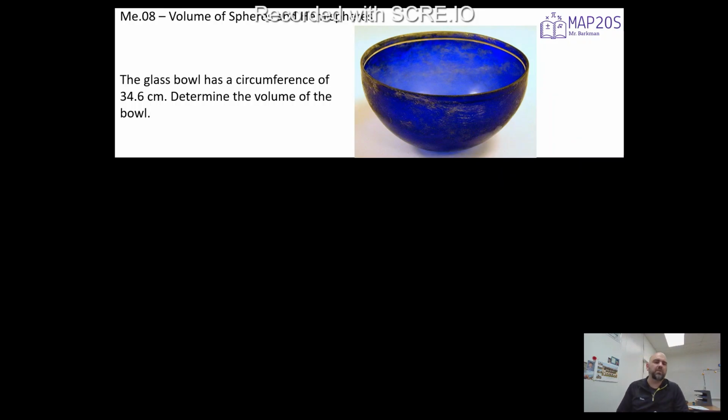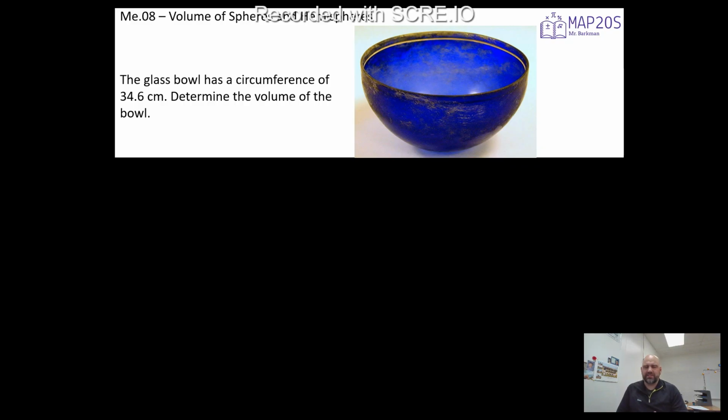All right, in this example here, we're going to take a look at the volume of a hemisphere. And the wrinkle that I'm throwing into this question is that you're going to be given the circumference of the hemisphere, 34.6 centimeters, instead of the radius or diameter. Now, that throws a little bit of a wrinkle in because the only way that we can find the volume of a hemisphere is if we know the radius.